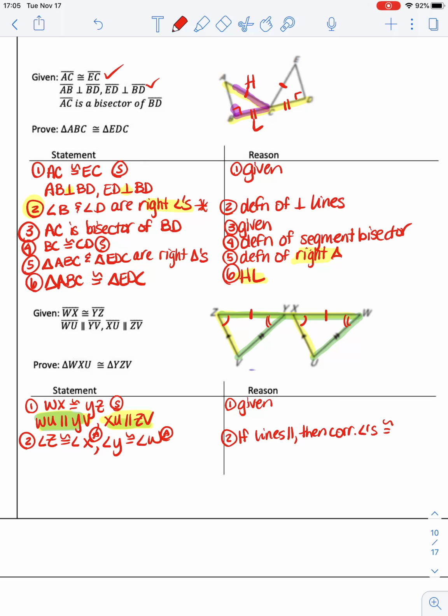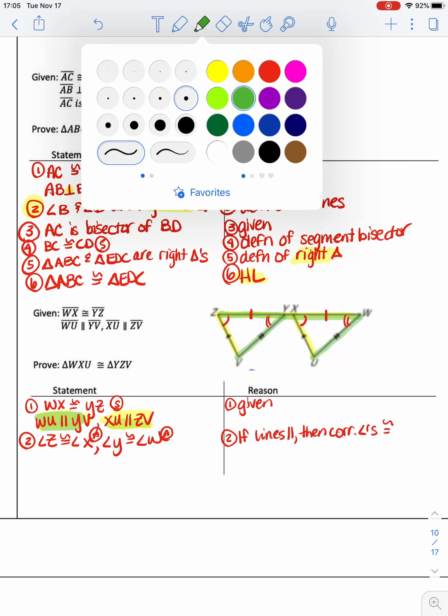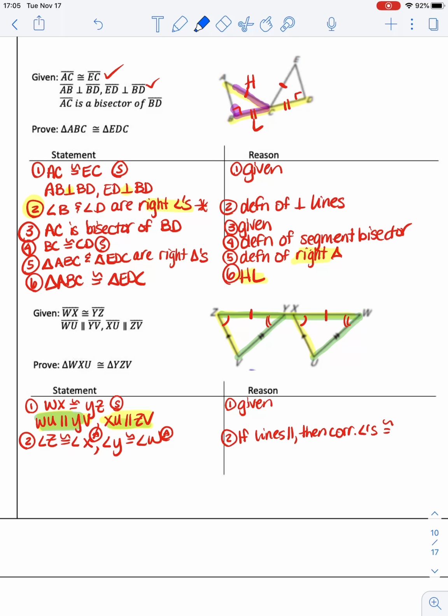So now I look at what I've got. I've got a side and I've got two angles. So I need to ask myself, is it angle, angle, side, or is it angle, side, angle, or do I need to go get more information? So I'm going to go back and look at the order that I have everything in. I have angle Z matches angle X. I have ZY matches XW, and I have angle Y matches angle W.